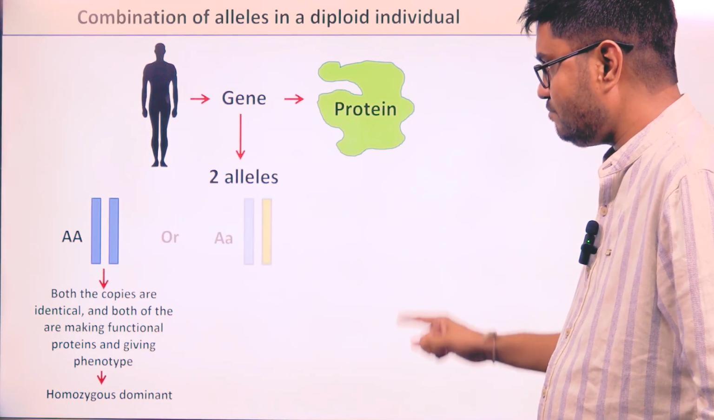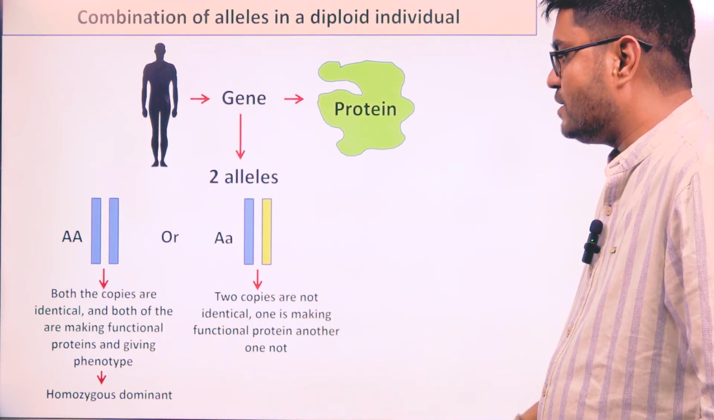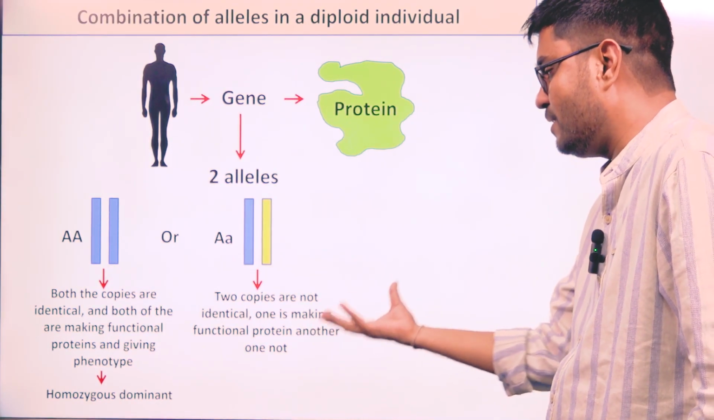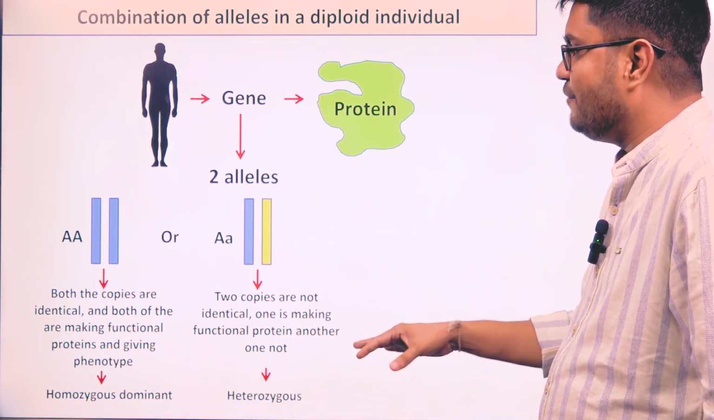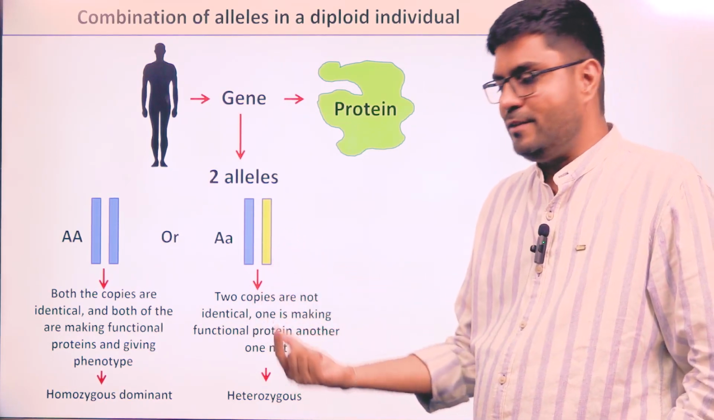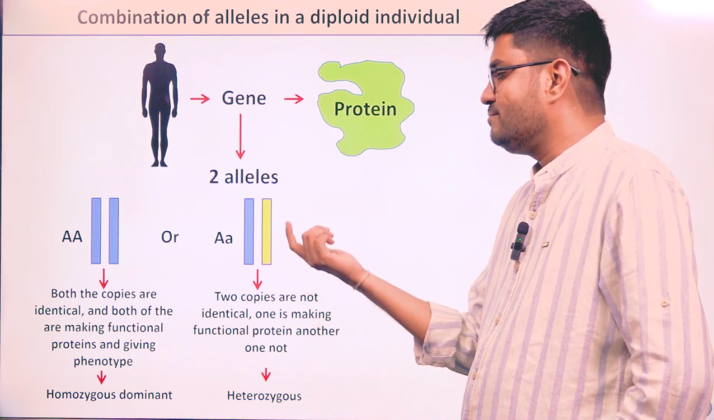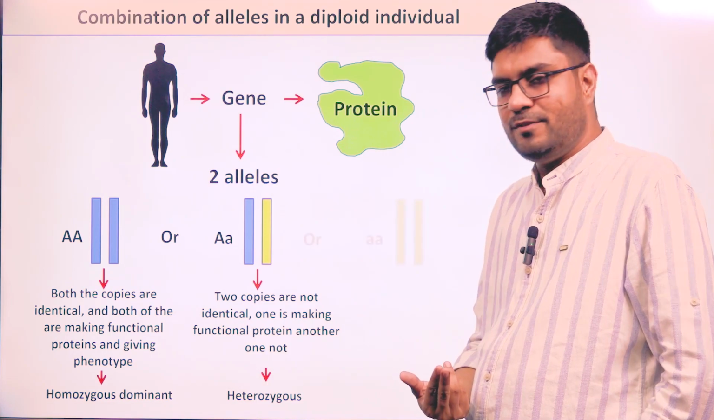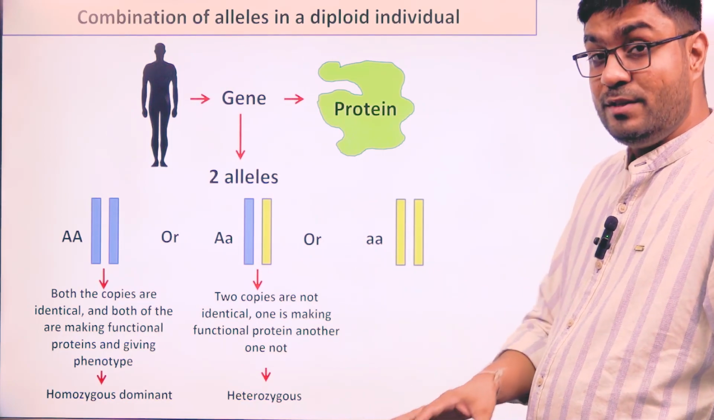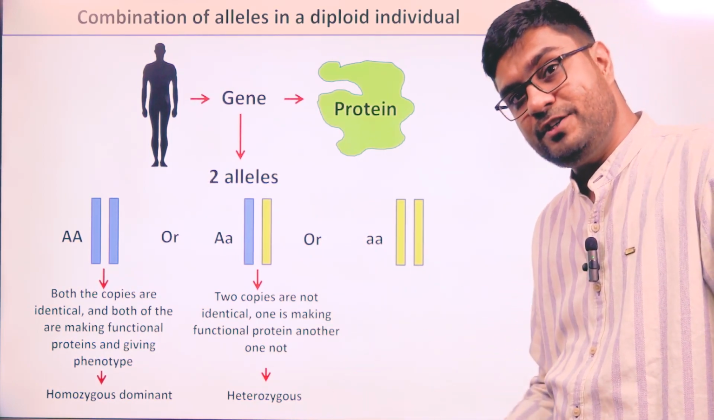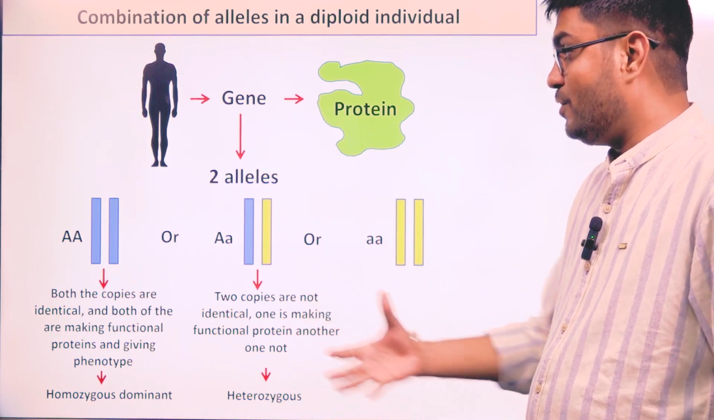Or the person has one copy which is able to give us a functional protein or the result, and the second copy is not doing that, but still the phenotype will come because one copy is still making the protein. We are going to call this condition heterozygous. What is heterozygous? Two different forms of the same gene. One is giving us protein and function, ultimately the phenotype; the other one is not giving us protein and function, and no phenotype is going to come.